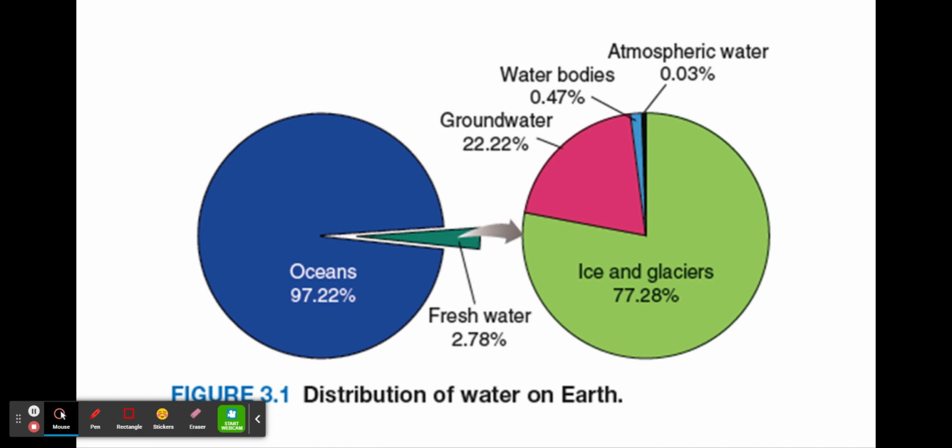The other 22% is found in the ground. That's groundwater that we're going to be using for our everyday activities like drinking, cooking, cleaning, showering. This is where we get the majority of our fresh, usable water. The other 0.47% is lakes, rivers, and streams. And the very small amount would be water vapor in the atmosphere.